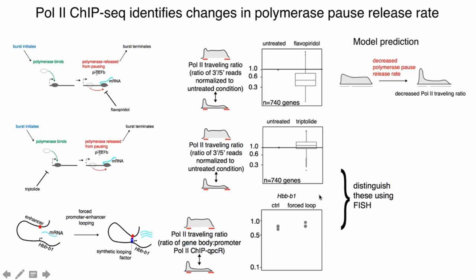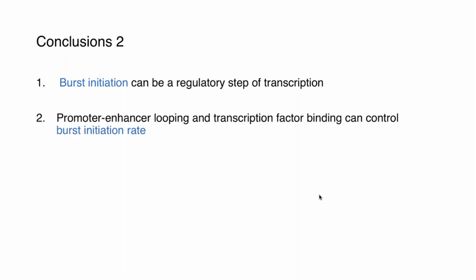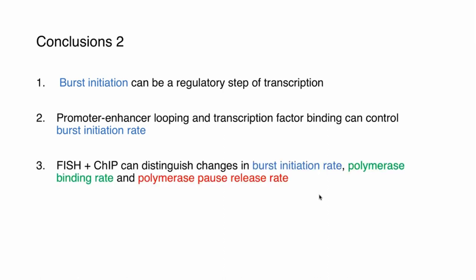So burst initiation can be a regulatory step of transcription. Promoter enhancer looping and transcription factor binding can control burst initiation rate. And we've shown with this very powerful model that we can use two different experimental paradigms, and in combination, we can tell apart changes in burst initiation rate, polymerase binding rate, and pause release rate.